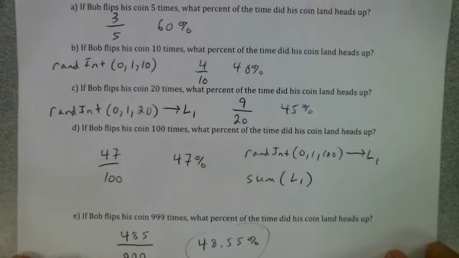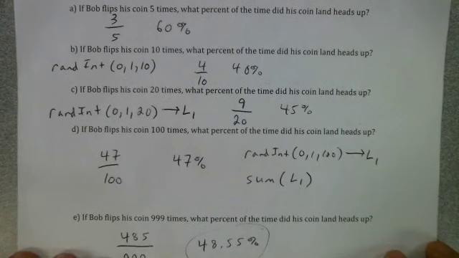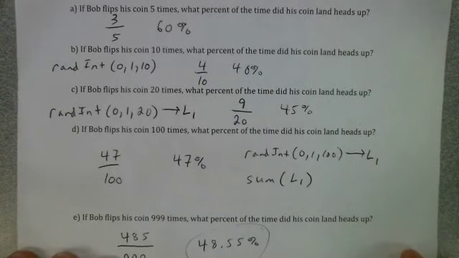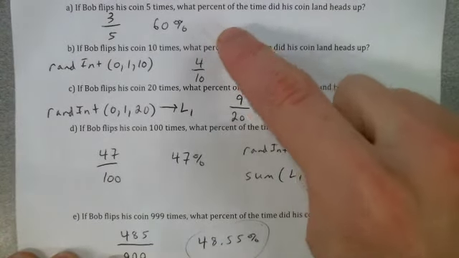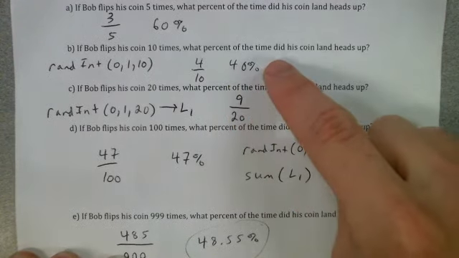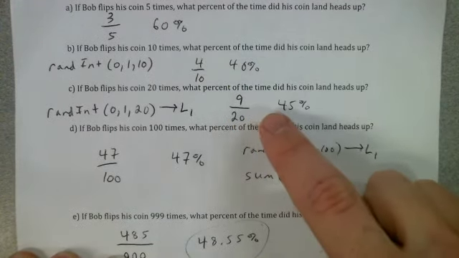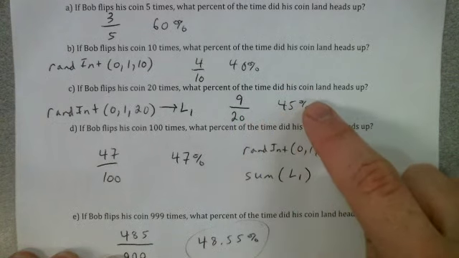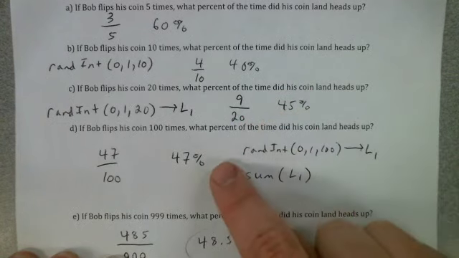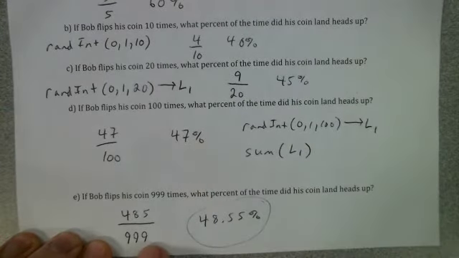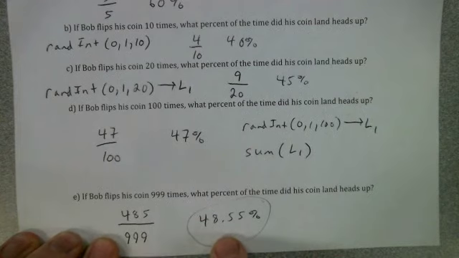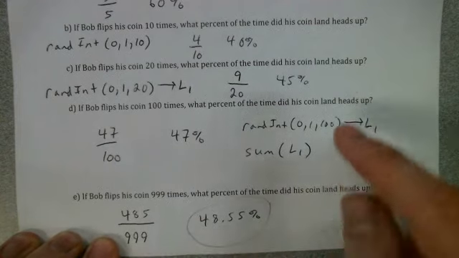All right, now let's think about what just happened. So, the probability of Bob's coin landing heads up, we said was going to be 50% because Bob was flipping a normal coin. Well, when Bob flipped his coin 5 times, it landed heads up 60% of the time. When he flipped 10 times, it landed heads up 40% of the time. When he flipped 20 times, it landed heads up 45% of the time. When he flipped his coin 100 times, it landed heads up 47% of the time. And then when he flipped his coin 999 times, it landed heads up 48.55% of the time.